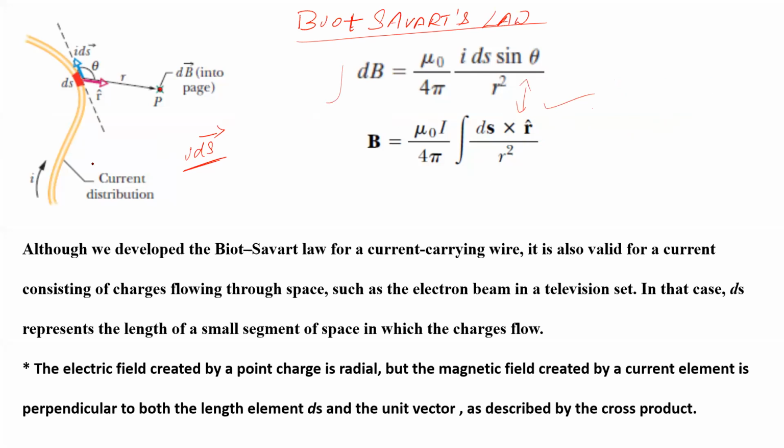If we integrate dB over the whole current carrying element, we find the total magnetic field, that is mu 0 I by 4 pi, ds cross r cap by r square. Although we developed the Biot-Savart's law for a current carrying wire, it is valid for current consisting of charges flowing through space. It is not necessary that the magnetic field develops in the surroundings only of a current carrying wire, whenever we are considering an electron beam.